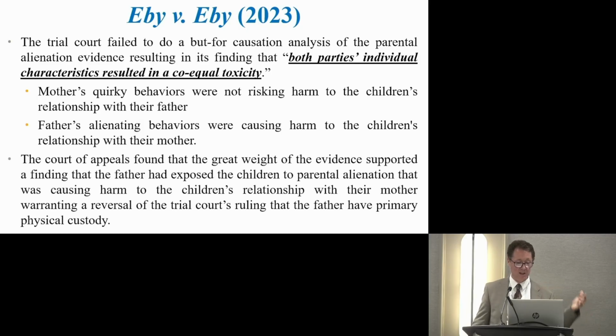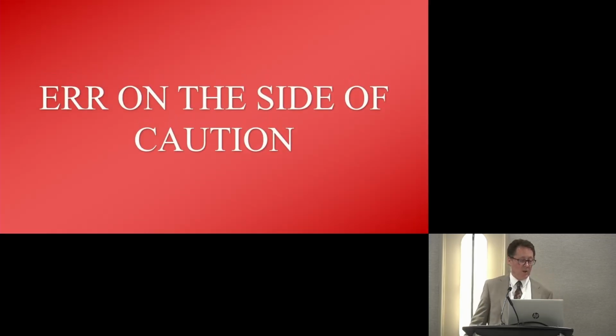The Court of Appeals found that the great weight of the evidence supported a finding that the father had exposed the children to parental alienation that was causing harm to the children's relationship with their mother, warranting a reversal of the trial court's ruling that the father had primary physical custody. I believe this was one of the cases Stanley Clawar testified in, and he did a phenomenal job, and it was reversed. I don't know what happened at the trial court level after it went back, but it shows you that there was a type 2 error at the trial court level, and this is primarily where our research was looking.